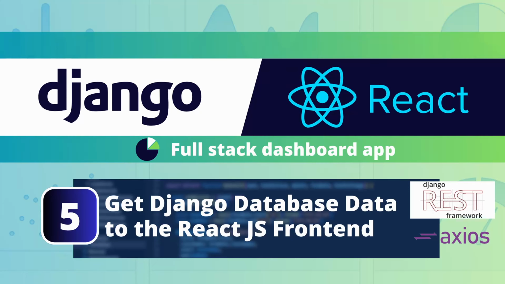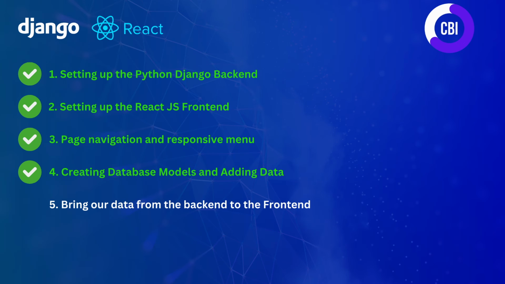In this tutorial series we're creating a Django and React dashboard/charting app in which we visualize database data inside of our React JS frontend. This is not the first video. We've already done 4 before in which we've set up our Python Django backend and our React JS frontend. We've enabled page navigation and created a responsive navigation menu, and we've created our database model and imported some data that we can work with.